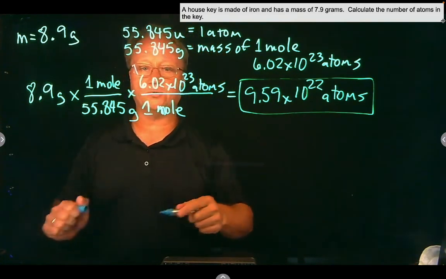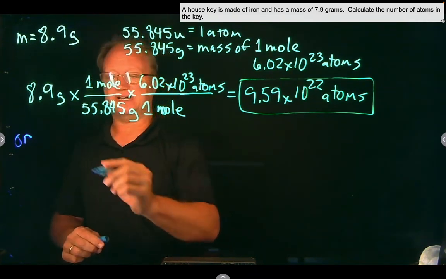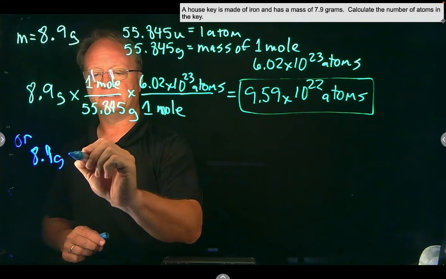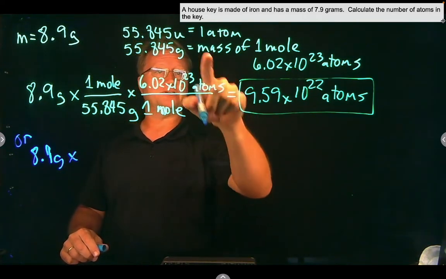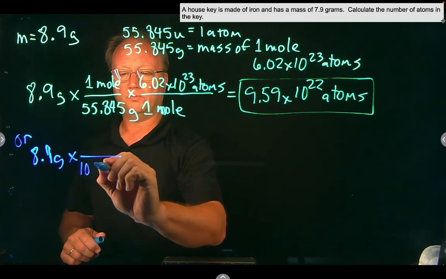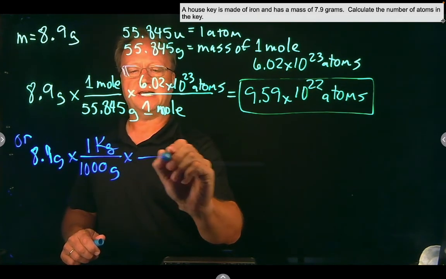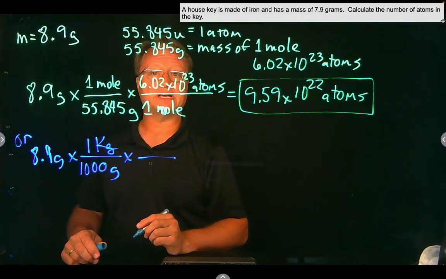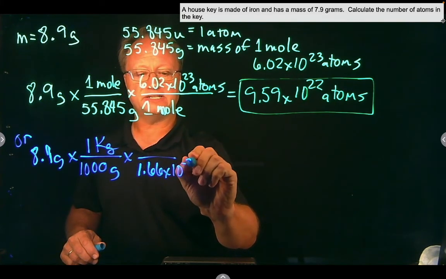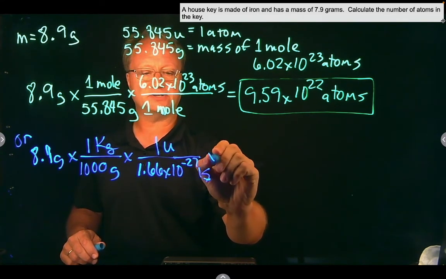Now let's consider another way to do that calculation. So this is an either or. I'm just giving you two different ways to think about it. If we start with our 8.9 grams, okay, and we go through the atomic mass units. Well, first thing we're going to have to do is convert this to kilograms. 1,000 grams are equivalent to 1 kilogram. And once we're in kilograms, we can convert to atomic mass units because we know 1.66 times 10 to the negative 27 kilograms is equivalent to 1 atomic mass unit.